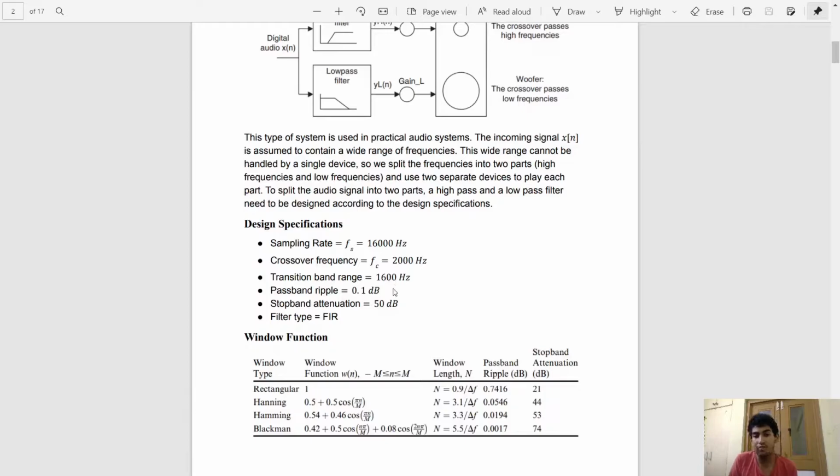The transition band range is 1600 Hz, and since the transition takes place along a band of frequencies instead of instantaneously, the FC will have some range FL to FH, and in that range the frequencies will transition from the stop band to the pass band. The pass band ripple should be 0.1 dB and the stop band attenuation will be 50 dB.